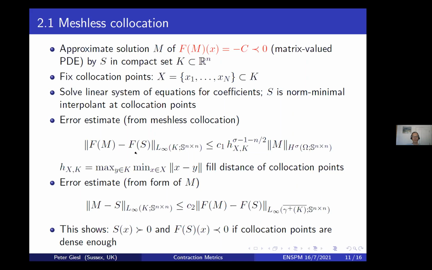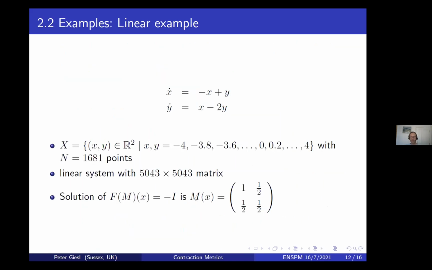So that means if this error is small enough, because f of M is negative definite, f of S will also be negative definite. And we have a similar estimate for M to S. And we know M is positive definite, so S will also be positive definite if we are close enough. So let me finish with two examples.